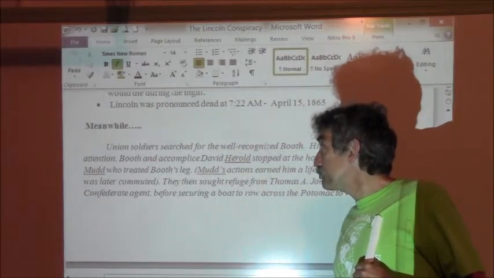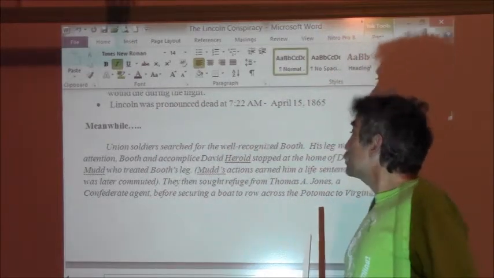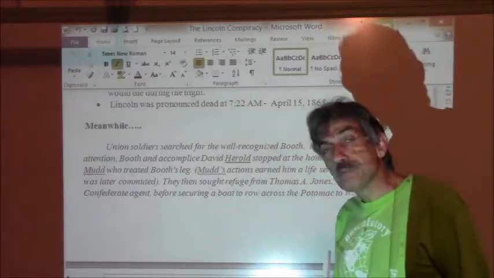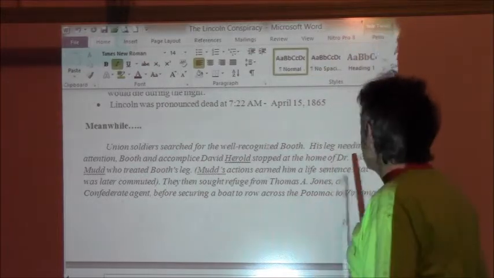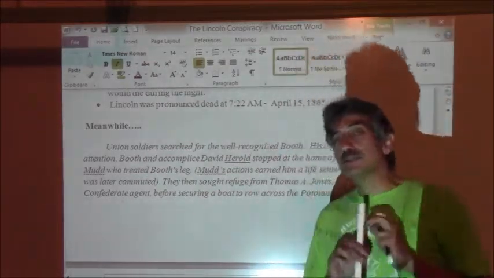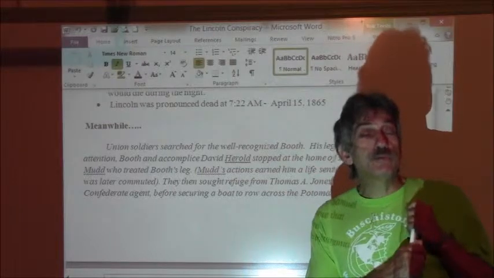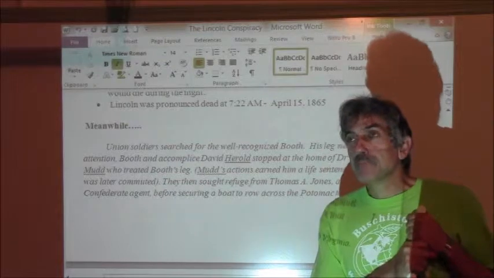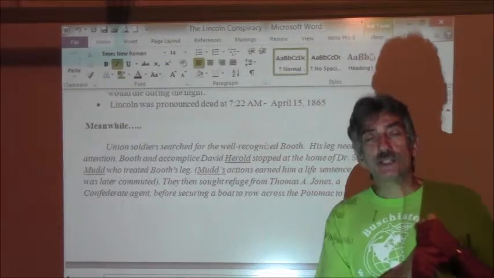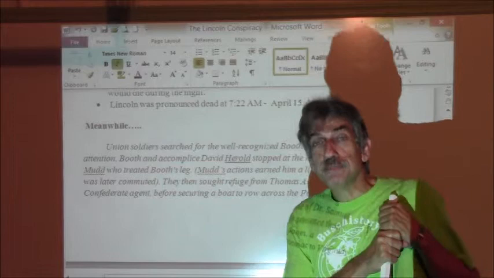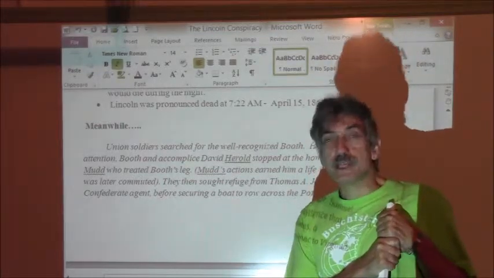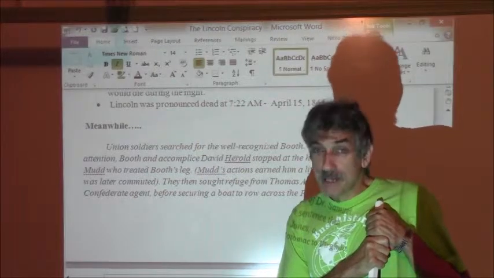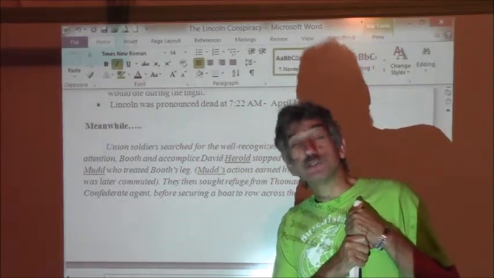Meanwhile, back at the ranch, Union soldiers were searching for David Herold, and they were searching for John Wilkes Booth. Remember, Booth had broken his leg. So they stop off at Dr. Samuel Mudd's house. They knew Samuel Mudd. He had been part of the introductions with John Surratt. There is some discussion that John Surratt, who lived with his mother Mary Surratt, that her house had been the place where this conspiracy was planned. She claimed no, but it didn't matter. She's still going to be arrested for the conspiracy. She claimed she didn't know anything about it.